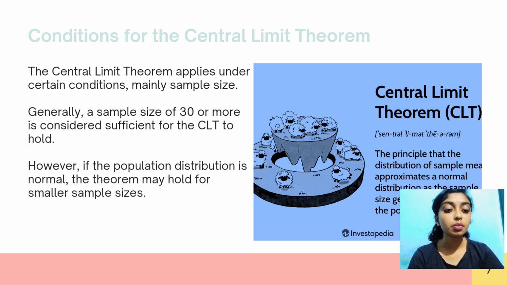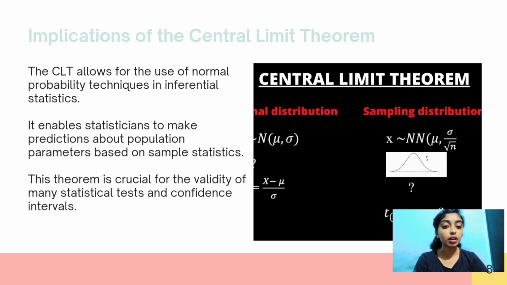Conditions of the central limit theorem. The principle is that the distribution of the sample mean approximates a normal distribution as the sample size gets larger, regardless of the population distribution. The theorem applies under certain conditions, mainly sample size. Generally, a sample size of 30 or more is considered sufficient for the central limit theorem to hold. However, if the population distribution is normal, the theorem may hold for smaller sample sizes as well as larger ones.